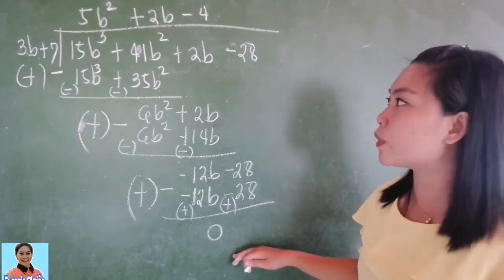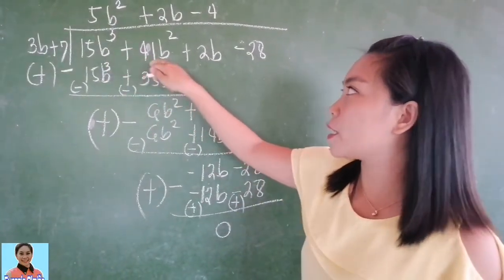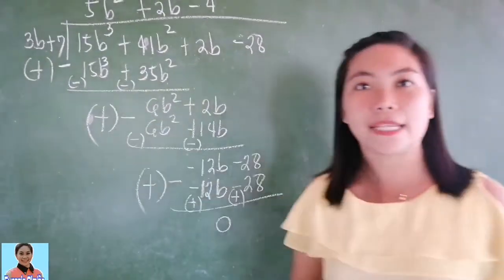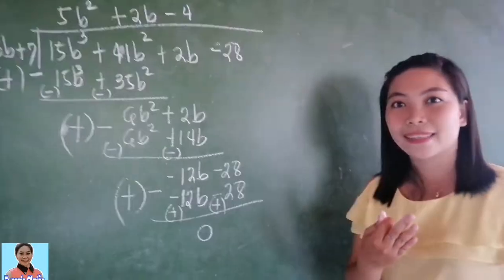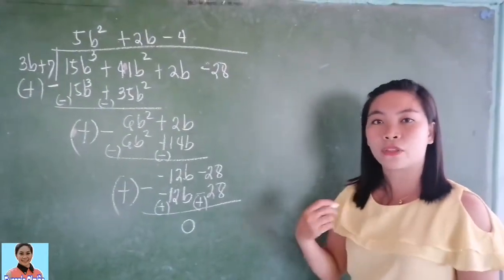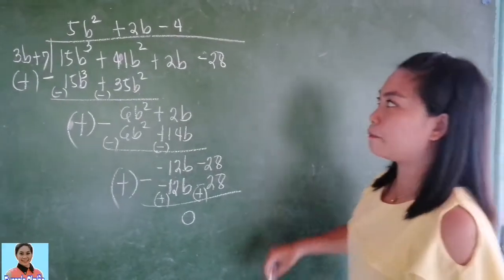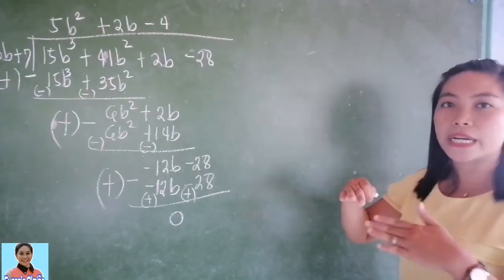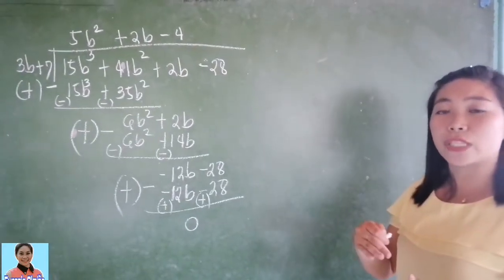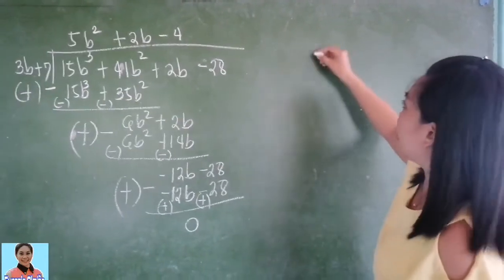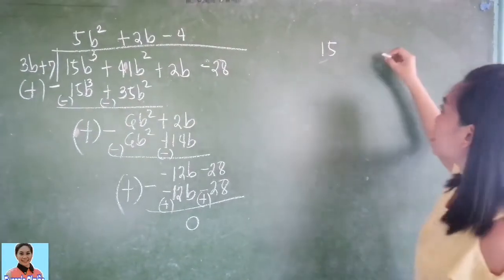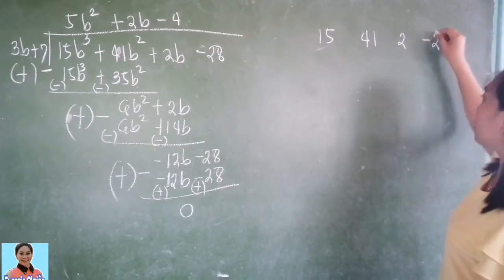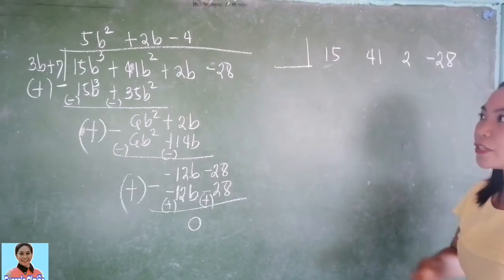And the remainder when we divide 15b cubed plus 41b squared plus 2b minus 28 by 3b plus 7. Do you want to check it? Now, let's check it through synthetic division. So, ano nga po yung first step natin sa synthetic division? We have to bring down all the numerical coefficients of our dividend. So you have 15. What's next? You have 41. Then 2 and negative 28. So how about our divisor?